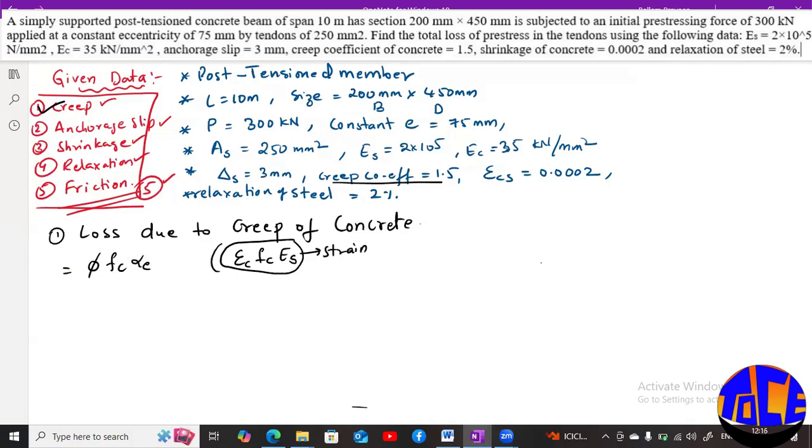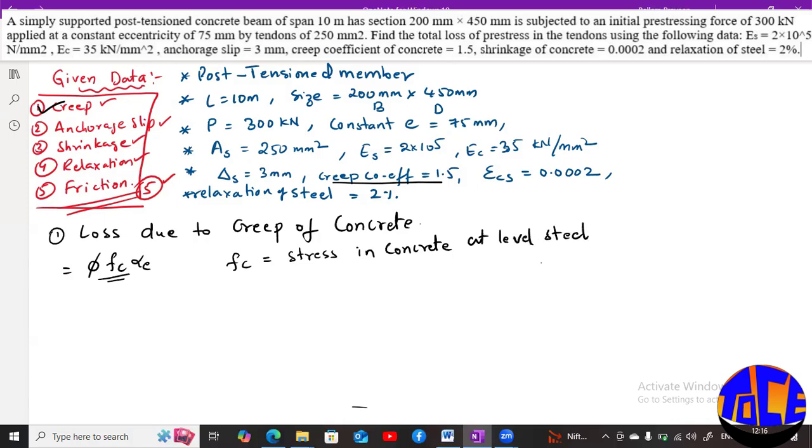Here in this question he has given the creep coefficient, so that is the reason we are going to use this formula. In this question, firstly, let us find out what f_c is. f_c is the stress in concrete at the level of steel.